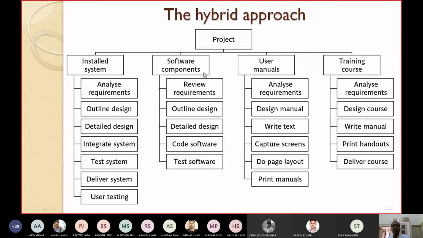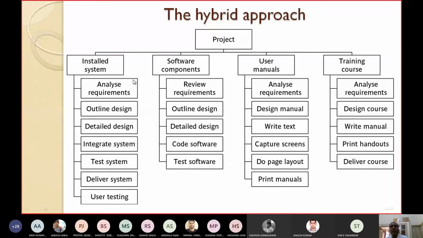Similarly, for software components, these activities may be followed: review the requirements, outline the design, detail the design, code the software, and test the software. Similarly, these are the activities for the product user manuals. These are the activities for the product training course. So in this way, we can identify the activities by this hybrid approach. This hybrid approach consists of representing the project first in terms of the products, and then identifying what activities may be carried out to produce each product. That also will be listed.